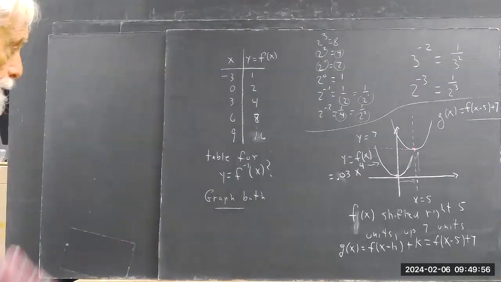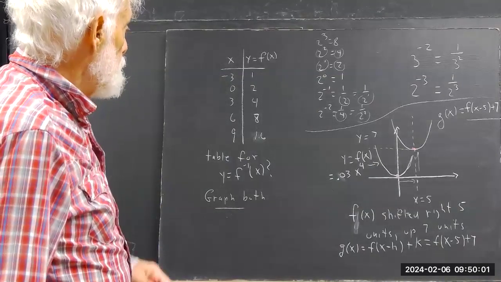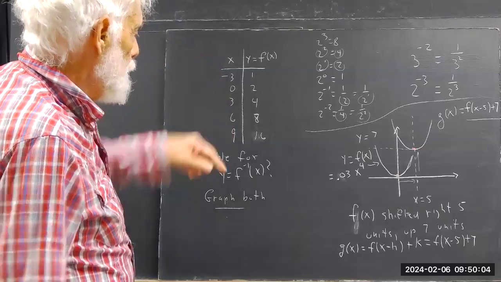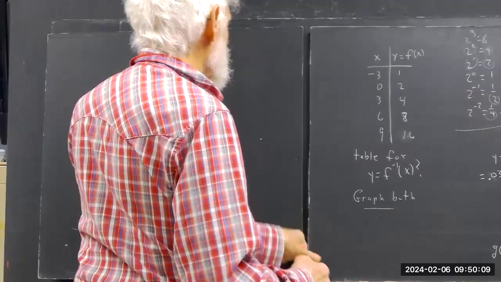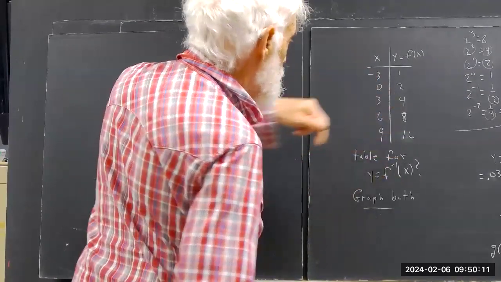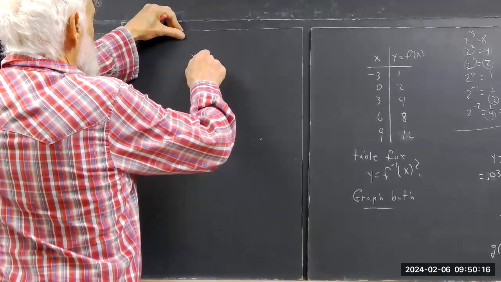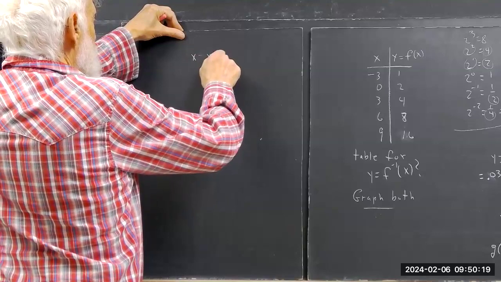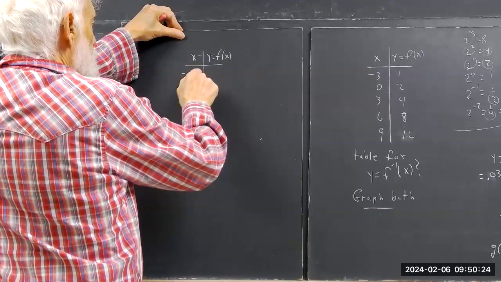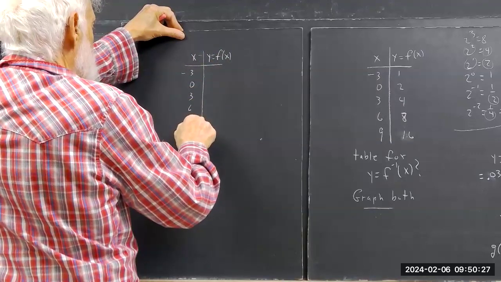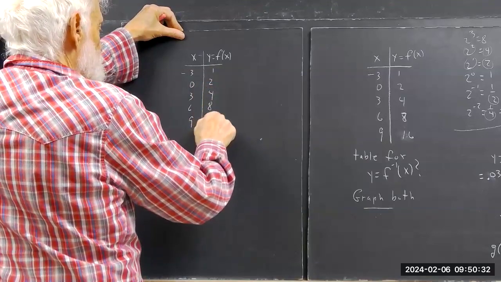Okay, now inverse functions. We did this, I believe, last time. We simply take this table and we flip or switch the columns. Okay, so I'm going to write the table down here again. X and y equals f of x. Negative 3, 0, 3, 6, 9, 1, 2, 4, 8, 16.